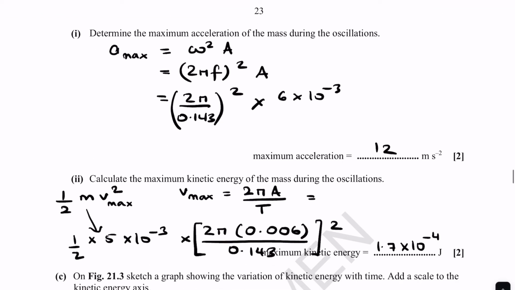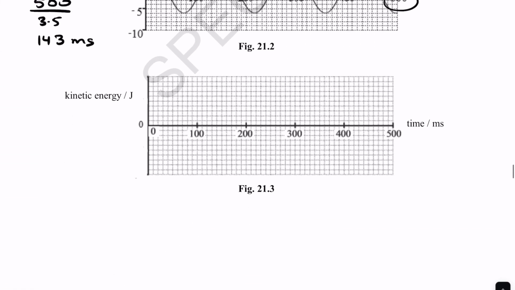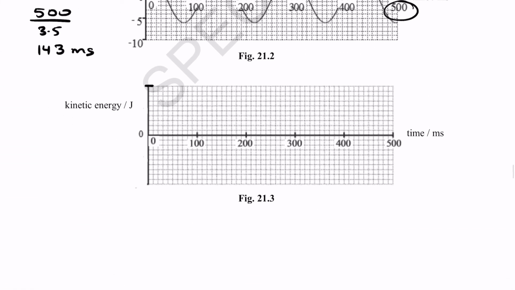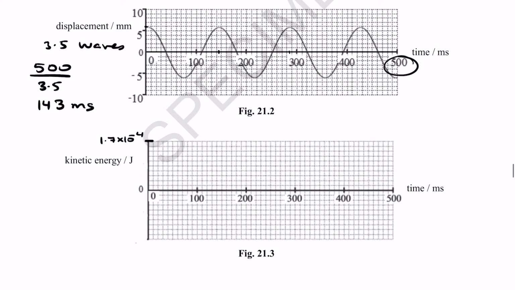Okay, well, the maximum is 1.7 times 10 to the minus 4, so I'm going to put that down here as 1.7 times 10 to the minus 4. Well, it's not going to have negative, so forget that. What we know is that it starts off at maximum displacement, yes? So at maximum displacement, it will have 0 kinetic energy. So at each point where it passes maximum, it would have 0 kinetic energy.